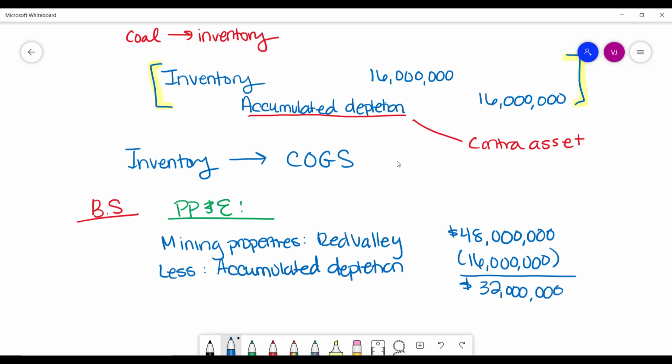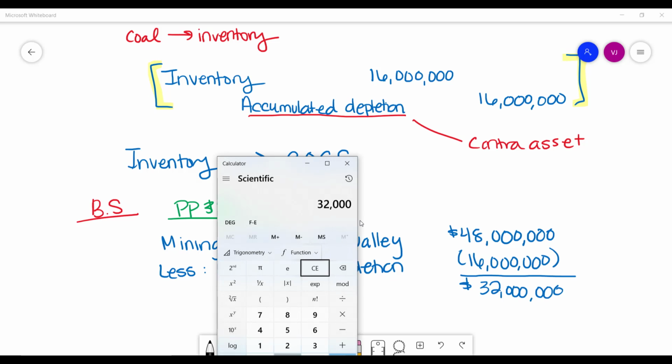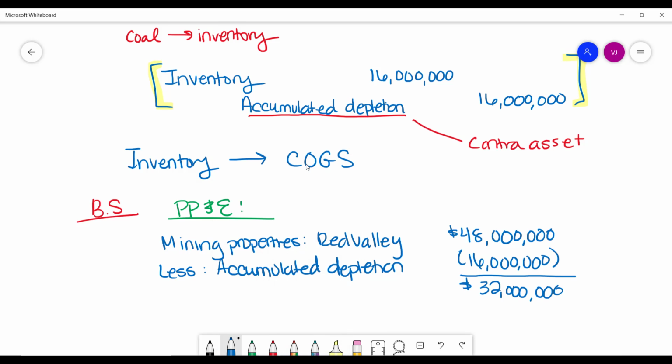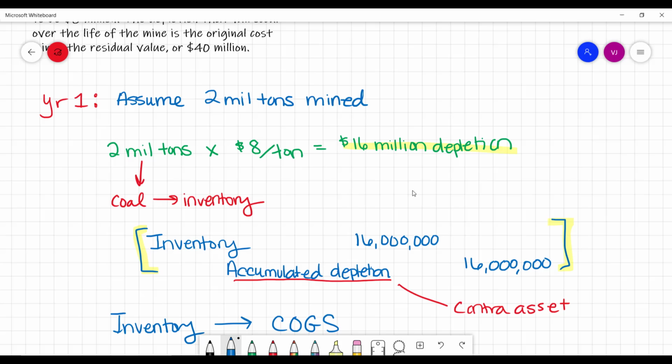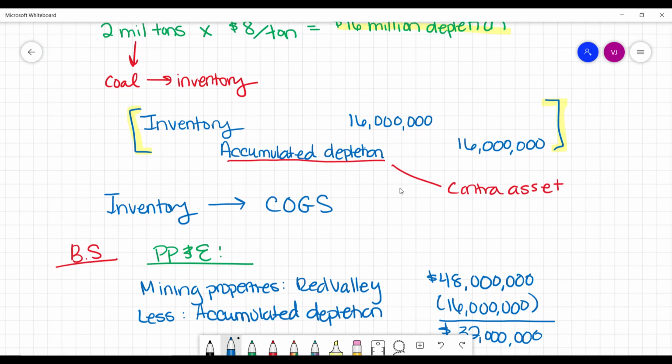Remember, the residual value that they estimate of the mine is $8 million. So if the amount of it that hasn't been depleted yet is $32 million and there's a residual value of $8 million, then there's still $24 million of coal to be extracted from that mine, and the amount of depletion still yet to be recognized. So that's how we not only calculate a depletion rate, but how we determine the overall depletion within a year and how we record that on the books.